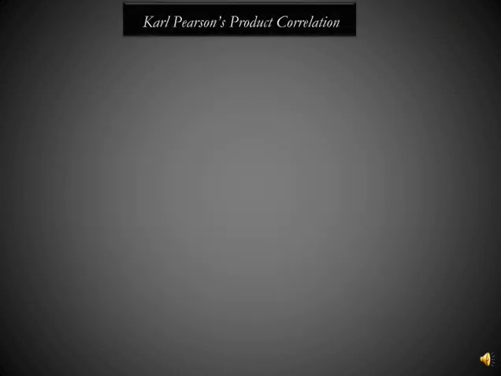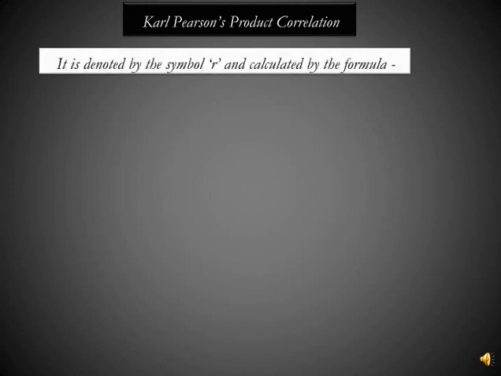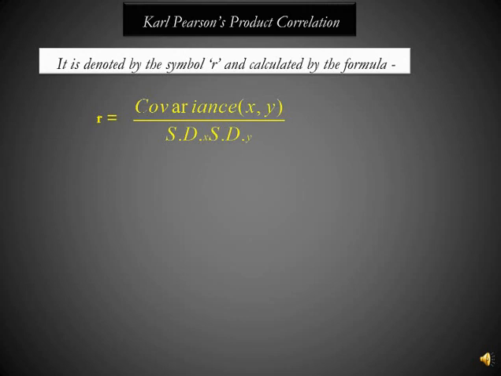So, the second method came, that is Karl Pearson's product moment correlation. It is denoted by the symbol small r and calculated by the formula r is equal to covariance of xy divided by SD of x into SD of y, where covariance of xy is calculated by the formula sigma (x minus x bar) into (y minus y bar) upon n.